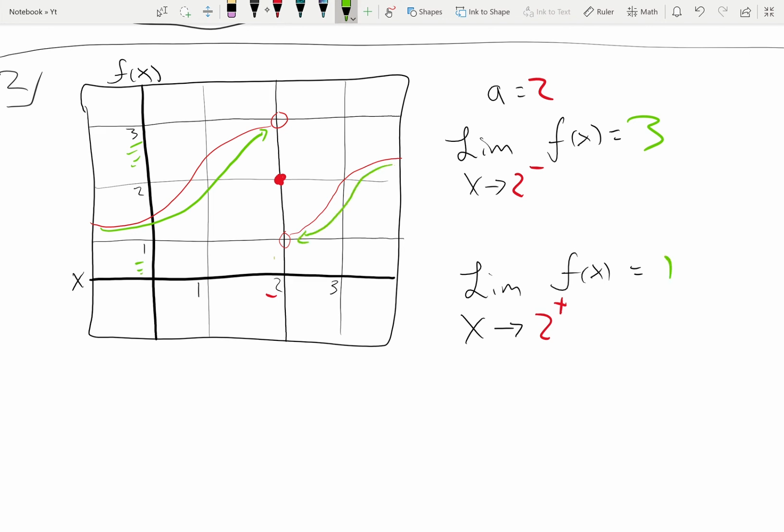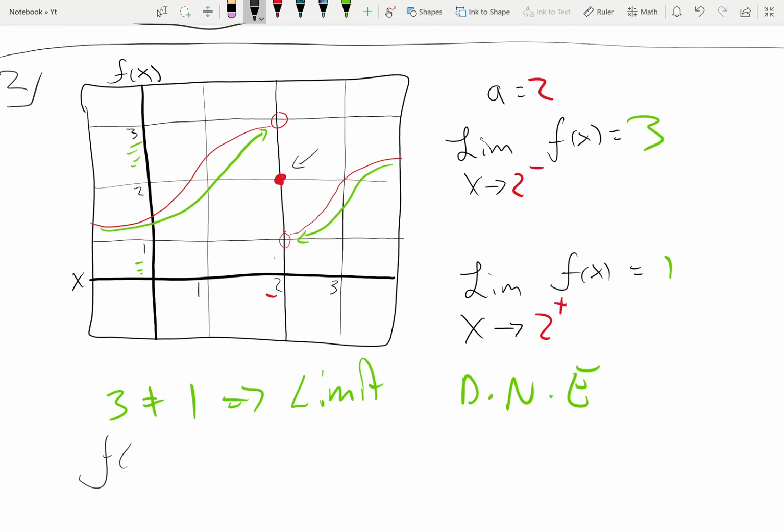So we have a 1 here. Now note that 3 does not equal 1. So this implies that the limit does not exist.